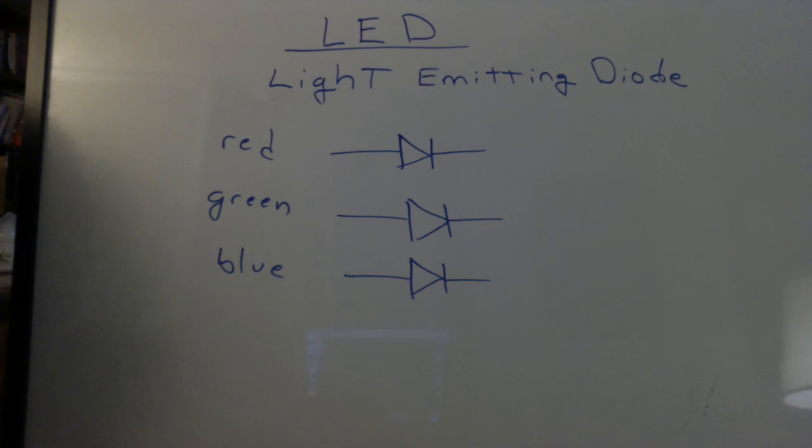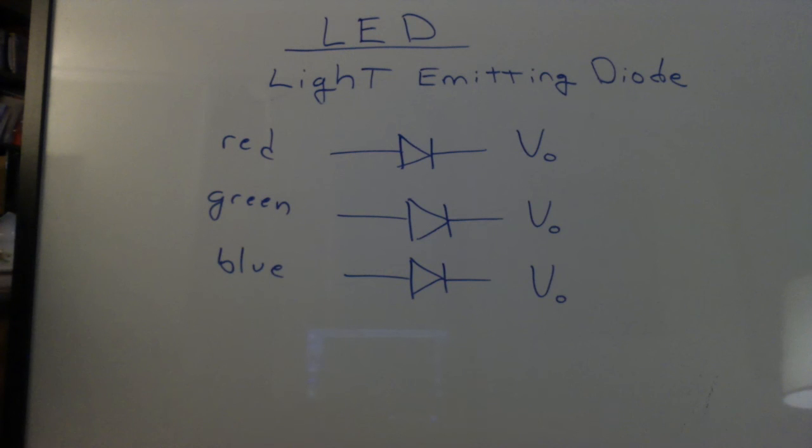We have red, green, and blue diodes for you to experiment with. How do you think the threshold voltages will compare? The minimum voltage to barely see any light. Think about the colors. Hopefully you can do the lab and find out.